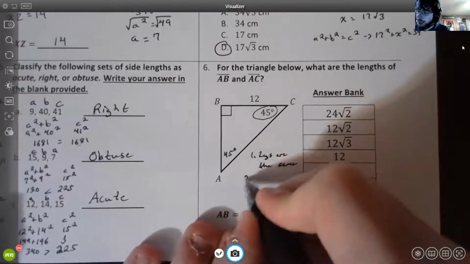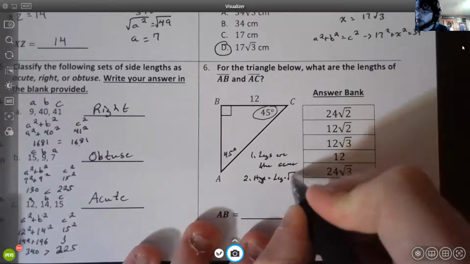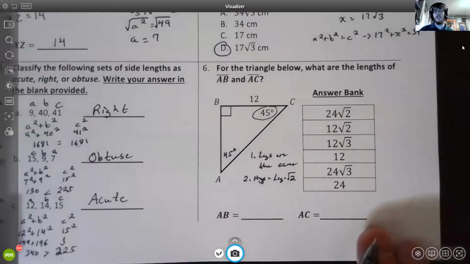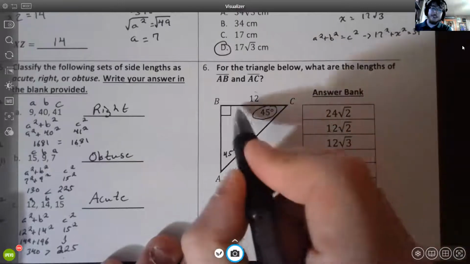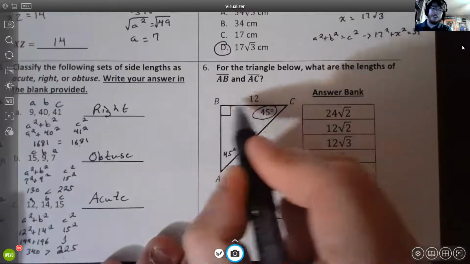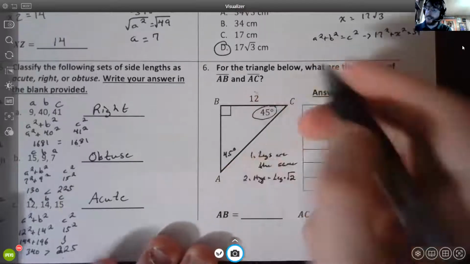The second thing is that the hypotenuse is equal to the leg times root 2. So let's see what it gives us in this problem. Does it give us the leg or does it give us the hypotenuse? Well, the side that's labeled is BC, and if you notice, BC touches that right angle. So this is a leg.